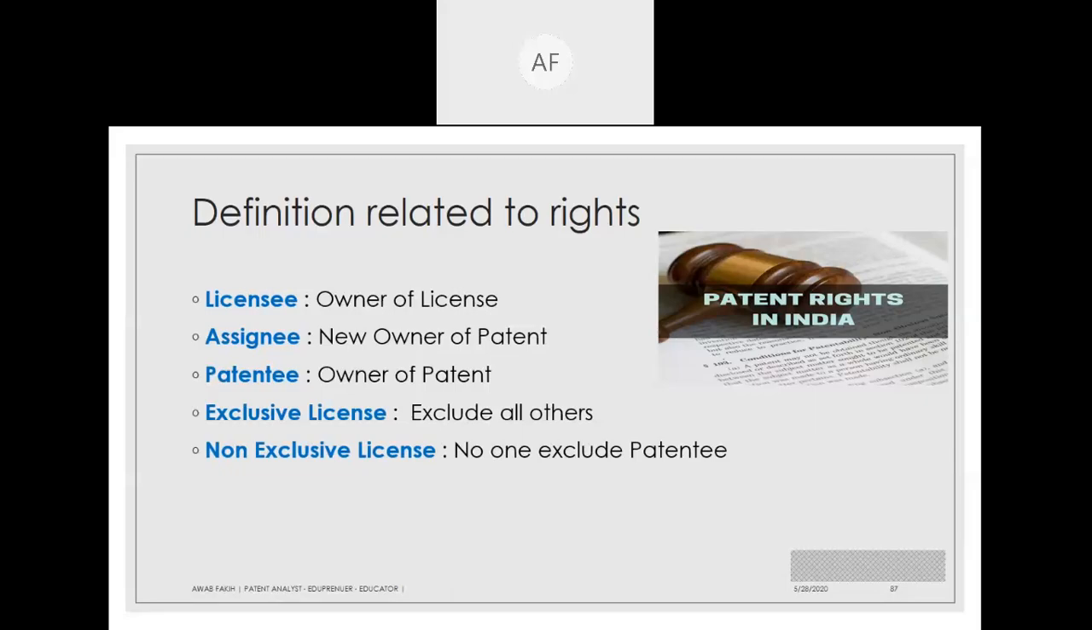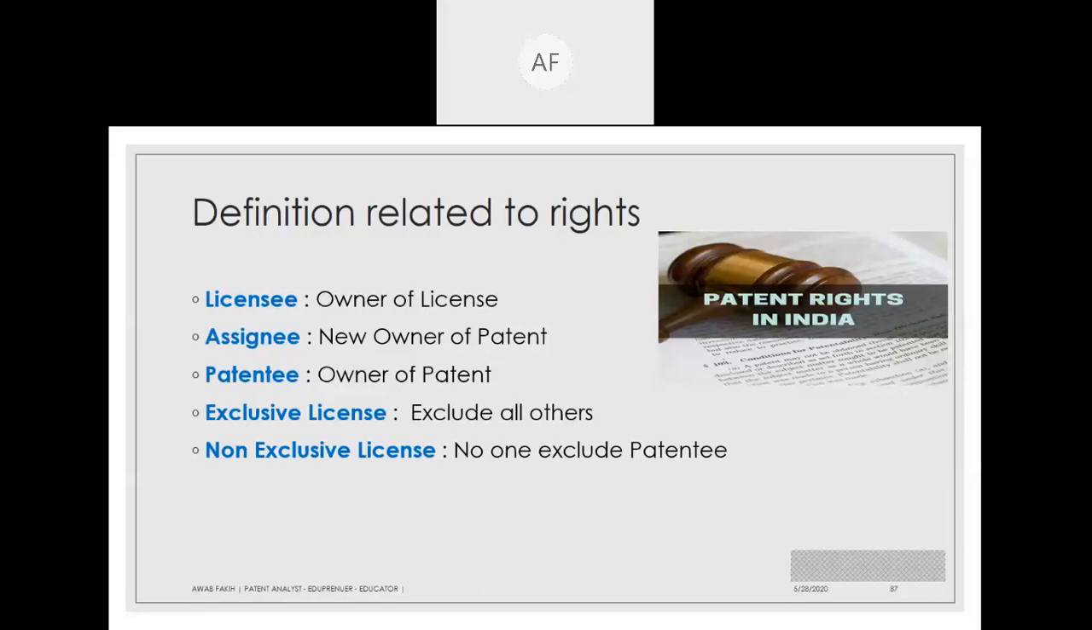So we understood what a patentee is, what an assignee is, right? An assignee is someone to whom all the rights from the patentee are given. So that person will be called an assignee, to whom all the rights are assigned. That assignee will pay a lump sum amount or a huge amount to the patent owner. Now all the rights are given to the assignee.